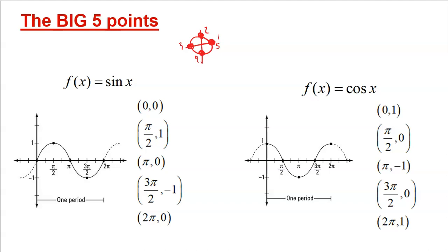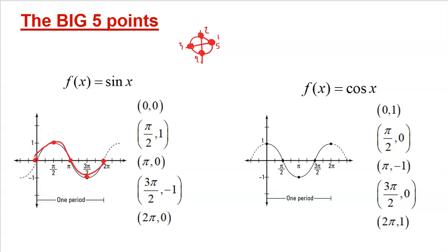So for sine, those 5 key points are 0, 0, and then we reach our max at pi over 2, 1, and then we reach the midline again, right? We're back to the midline at pi, 0, and then at 3 pi over 2, we're down to our min at -1, and at 2 pi, we're back to 0. So those are called the 5 points. As long as you can find those 5 points, then you just make that nice curve in between them.